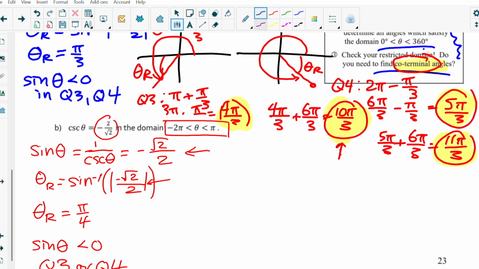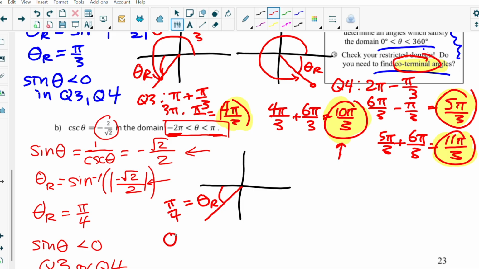Okay, so in quadrant 3, folks, what does it look like? So quadrant 3, my reference angle, all the way over here, theta r equals pi over 4. Well, I got to be careful. The domain is -2 pi to pi, right? So if I use the positive pi value and add it to pi over 4, I'm outside of my domain. So I have to be careful.